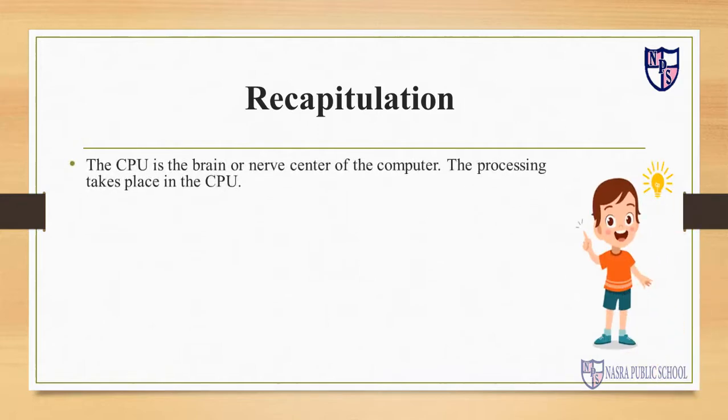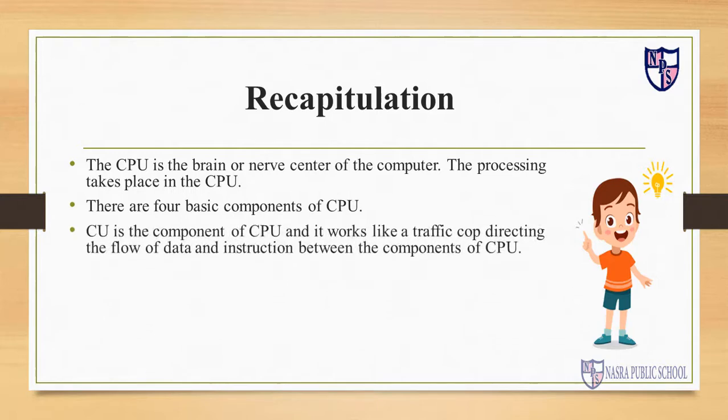So in the previous lecture we have learned about the CPU. The CPU is the brain or nerve center of the computer. The processing takes place in the CPU. There are 4 basic components of CPU. CU is a component of CPU and it works like a traffic cop, directing the flow of data and instructions between the components of CPU.